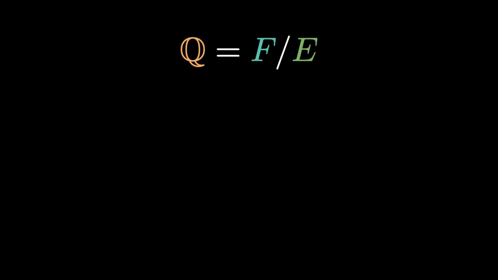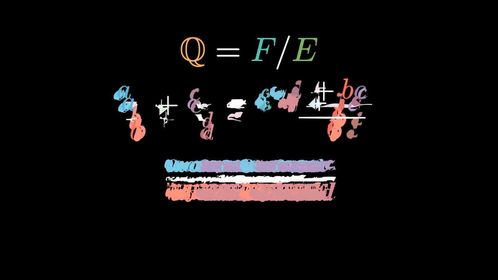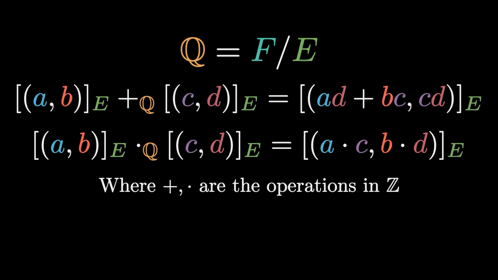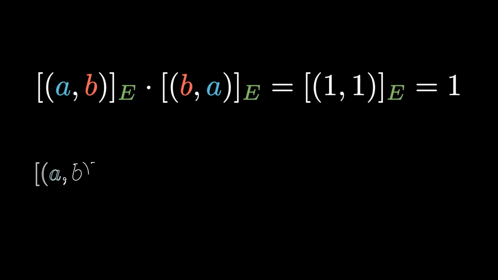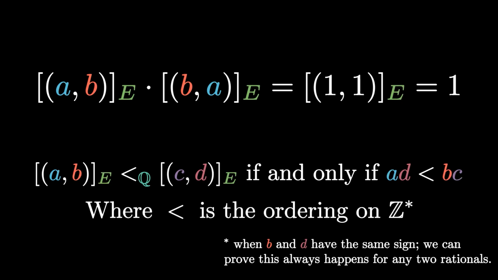Now, how do we define operations like addition and multiplication? Well, a over b plus c over d is ad plus bc over bd, and a over b times c over d is ac over bd. We can easily write this in terms of our equivalence classes using our previously defined integer operations, and as before, it turns out these operations are well defined. Similarly, multiplicative inverses and ordering are not too difficult by, again, just borrowing the operations and ordering of the integers.